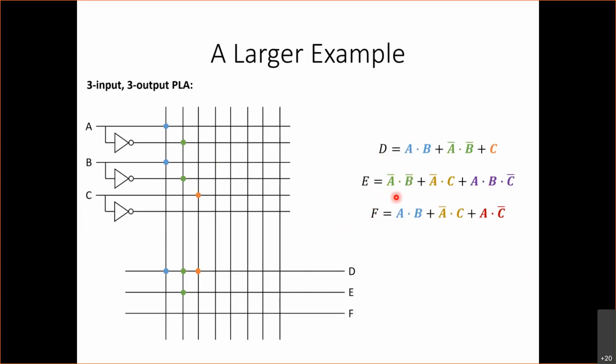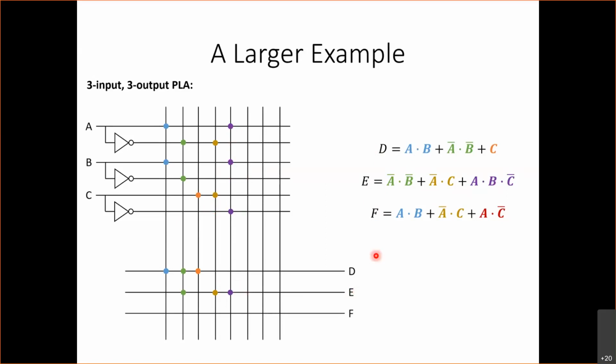So here we have not A and not B. We have not A and C. So we're going to use this fourth line to program not A and C, and we're going to pass that as an input to E. And then finally, we have A, B, and not C. So we're going to use this fifth line here to program A, B, and not C, and that's going to go as an input into the OR gate for E.